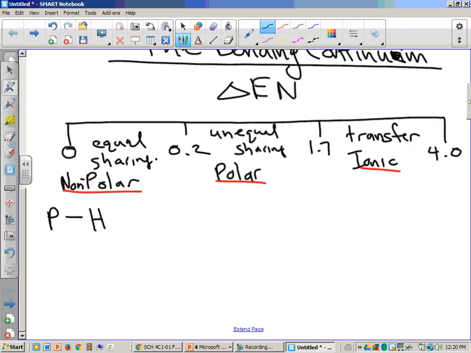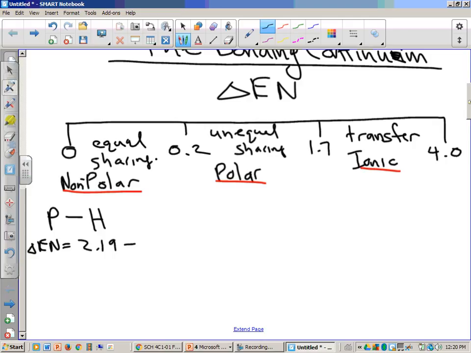The bond between a phosphorus and a hydrogen. So here's what we do. Delta EN equals... What's the electronegativity for phosphorus? Now I need you to find it on the chart and tell me what the number is. Yep, what do you got? 2.19. What's the electronegativity for hydrogen?